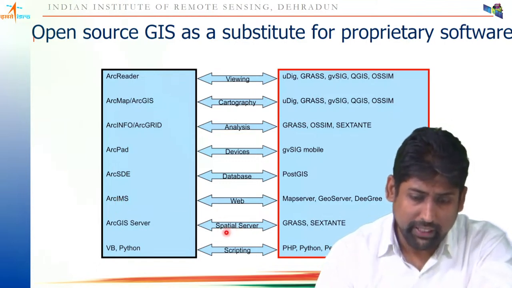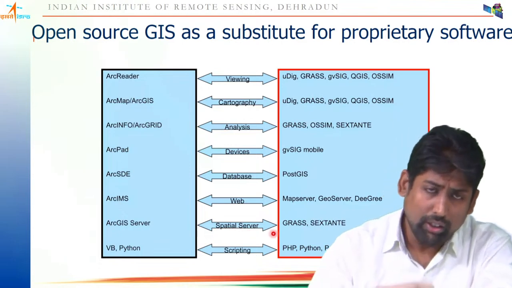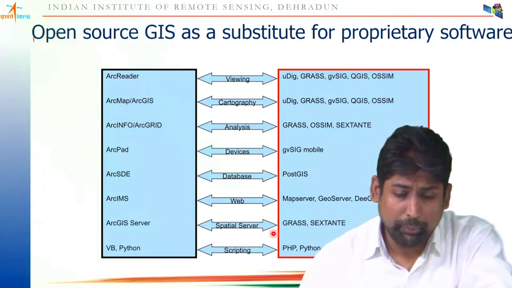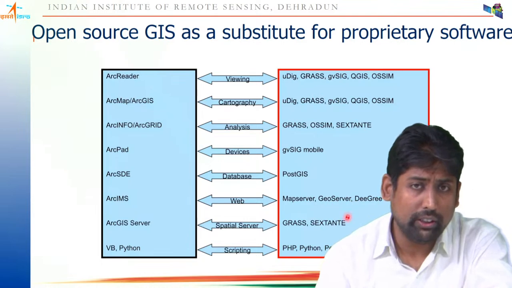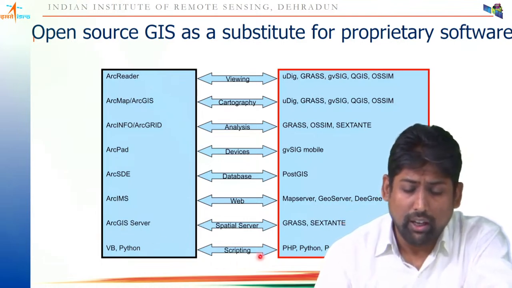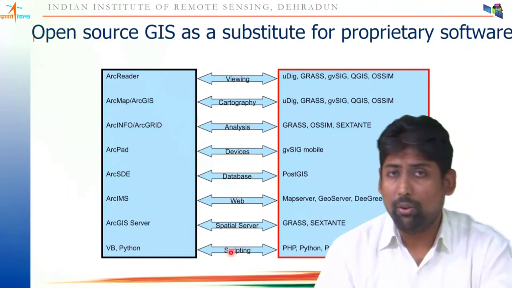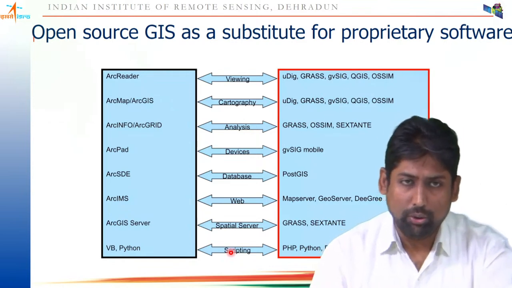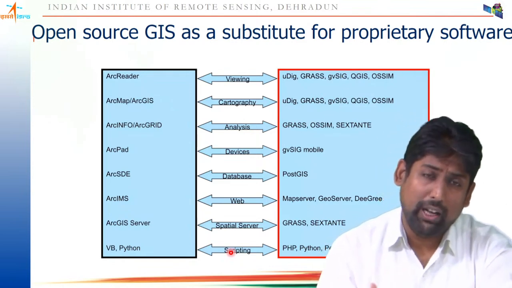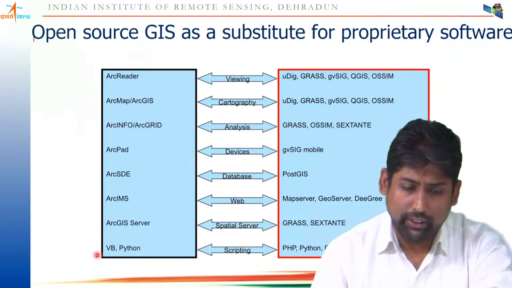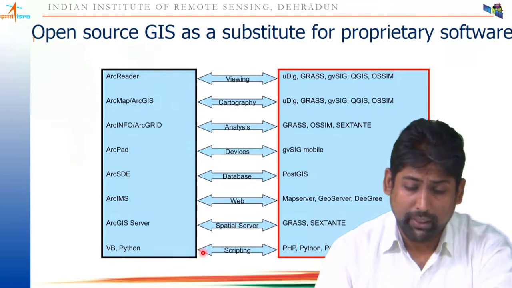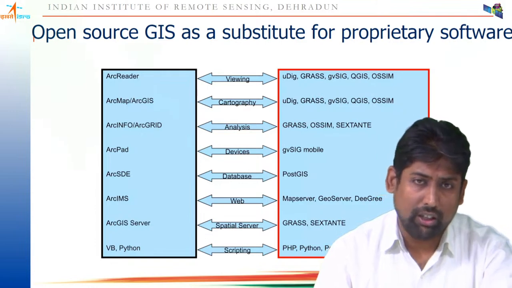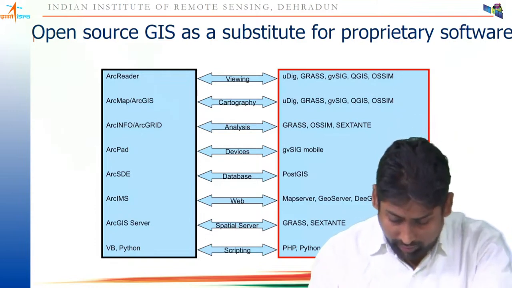Similarly, if you are looking for something like a spatial server serving spatial data, you can use GeoServer, you can use Grass, you can use Sextante. And if you're doing scripting, you're writing your own programs, you're writing your own tools, you're writing your own software to do the advanced or new algorithms, you don't need to rely on, again, paid software. Free programming languages like PHP, Perl, Python, C Sharp, they are all available freely to you.